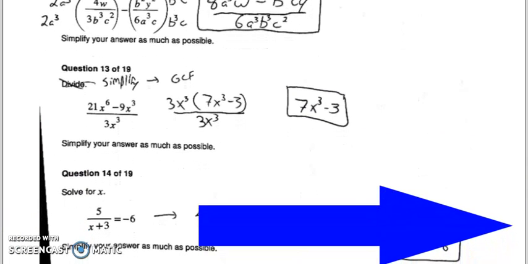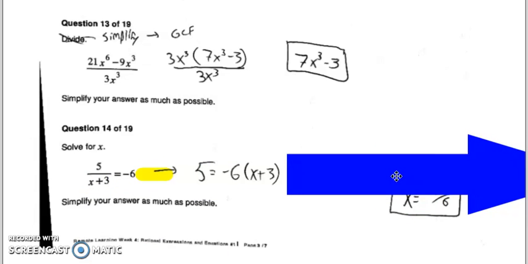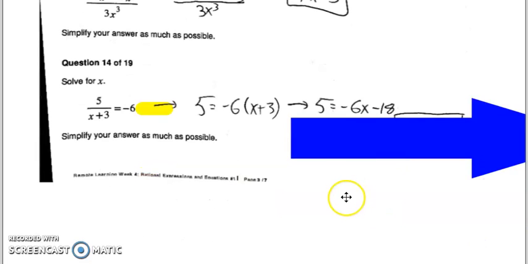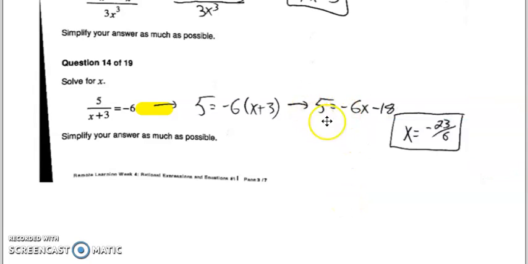Number 14, solving for x. Well, what I can do is take this x plus 3. If I wanted to get that out of the denominator, I can just multiply that to the other side. Right? That's mathematically legal. And then we would distribute in. And then from there, just solve for x. That's an algebra 1 equation right there.